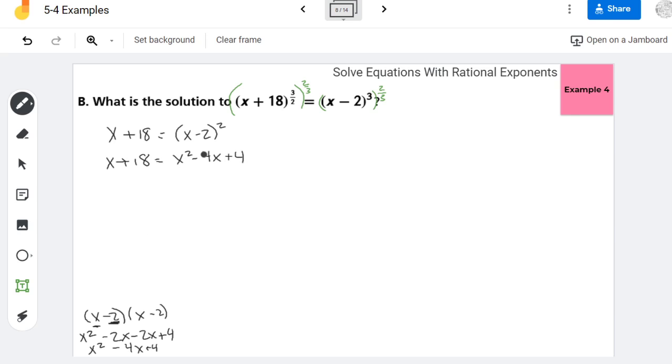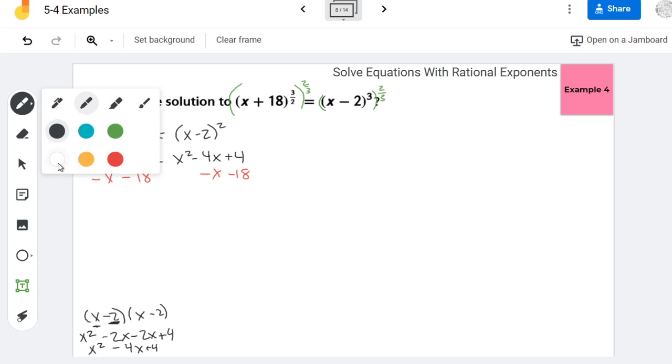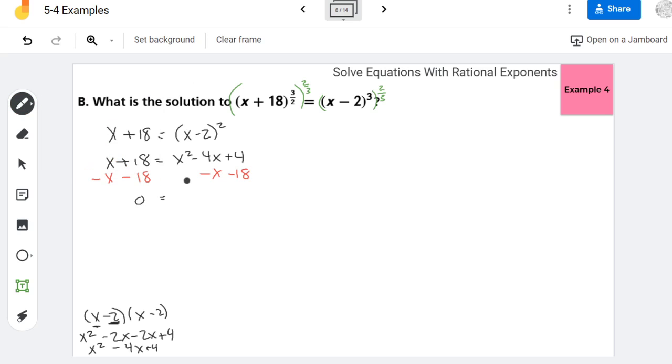Now, again, I have a quadratic and a linear term, so I need to be able to work my quadratics mojo on it. So I need the equation set equal to 0, so I'm going to subtract x from each side and subtract 18 from each side. That way this left-hand side becomes a 0. Now the right-hand side, negative 4 minus x is negative 5x, and 4 minus 18 is negative 14, and that is factorable.